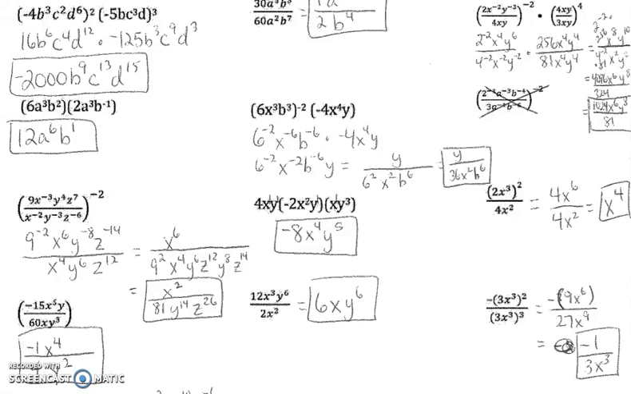Again, just remember, negative 1 is acceptable. You are allowed to have negative numbers. You're not allowed to have negative exponents, so that's the difference.